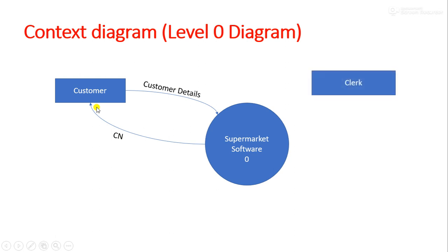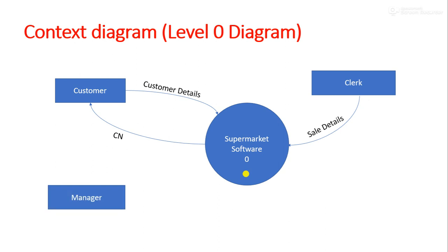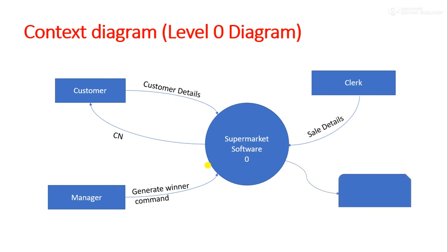Our second type of external entity is the clerk, who is responsible for entering the sale details into our system. Another type of external entity is the manager, who is responsible for giving the generate winner command. The manager enters the generate winner command to this system, and the system generates the list of winners as output. So in the context diagram we represent the entire system as a single bubble numbered 0, along with the external entities and the data flow between them and the system. This is how we can draw our context diagram for our software.